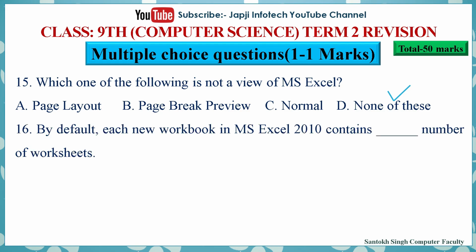And the 16th one is by default each new workbook in MS Excel 2010 contain dash number of worksheet, and their options are 5, 2, 255, and the last one is 3. And the right answer is by default each new workbook in MS Excel 2010 contain 3 number of worksheet.